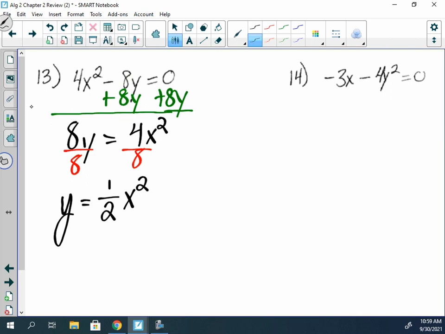Now, to find the focus, directrix, and axis of symmetry, we didn't ask for the vertex, but we need the values of h, k, and p. What's the value of h and k?